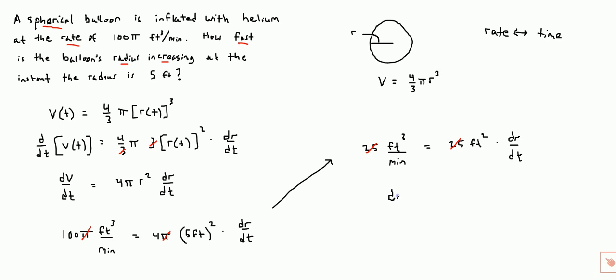So let's flip this equation around. dr dt, and then feet squared and feet cubed. If we divide both sides by feet squared, we're just left with feet. And since the 25 is canceled, it's 1 foot per minute. So the balloon's radius is increasing at 1 foot per minute when the radius is 5 feet. That's the answer.